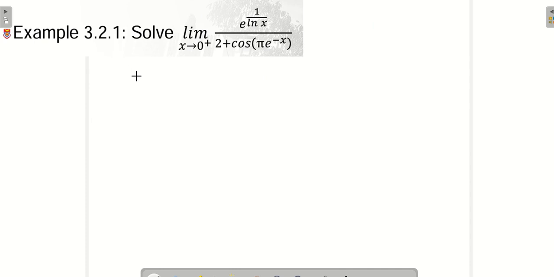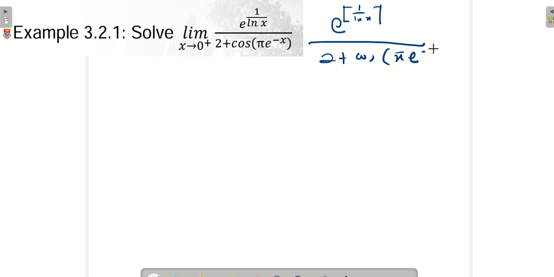Now let's try this question. We are to solve the limit as x approaches 0 from the right of 1 on e to the power ln x. Or let me write it this way. It's supposed to be e exponent 1 on ln x. So this is the expression. All on 2 plus cos pi e exponent negative x.